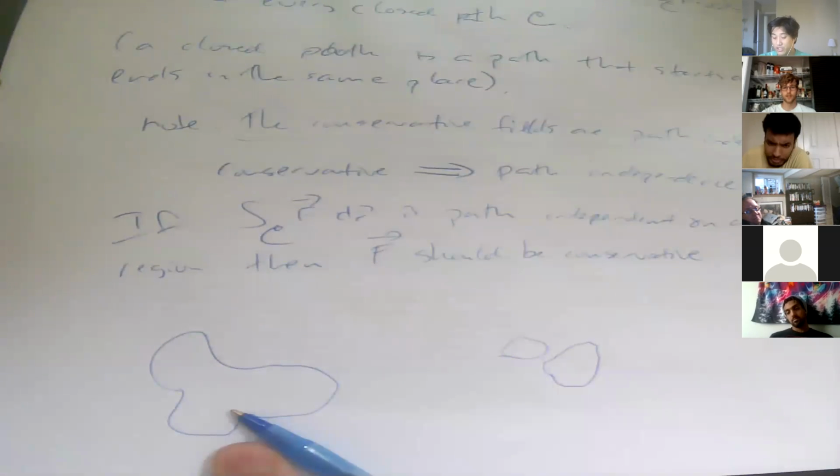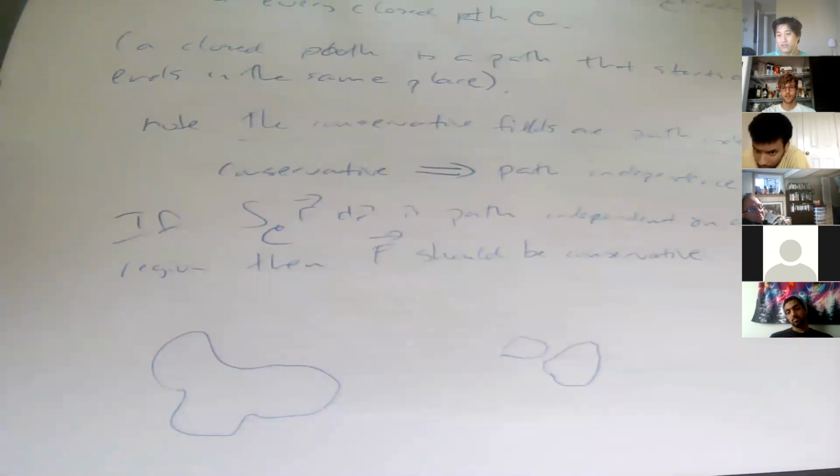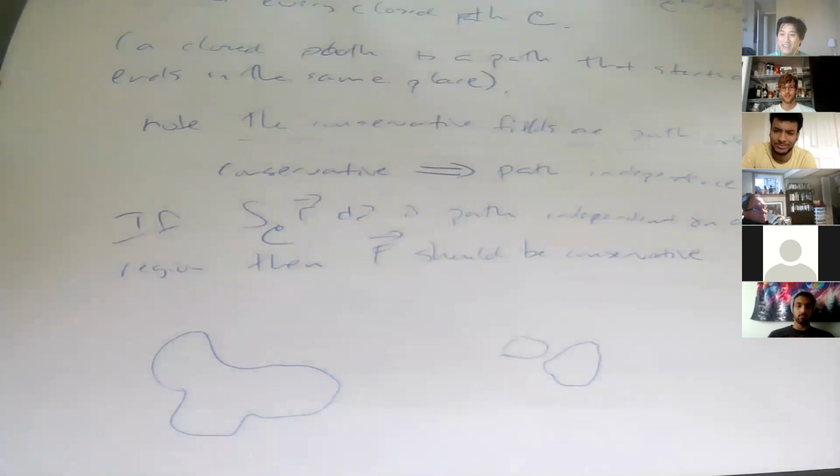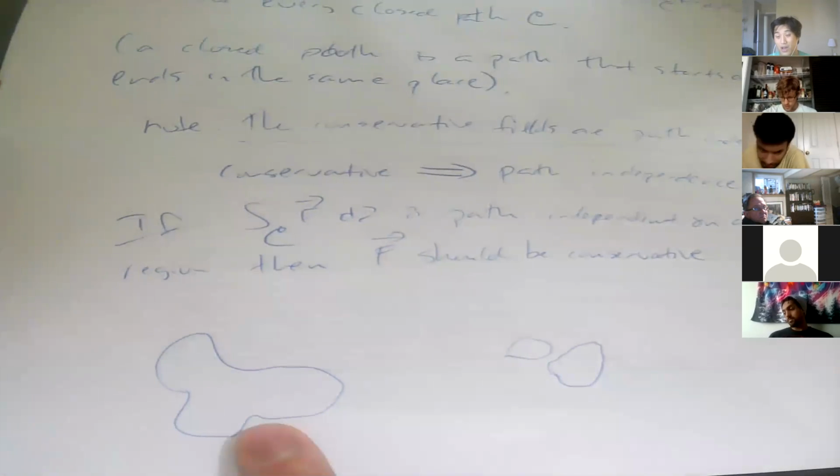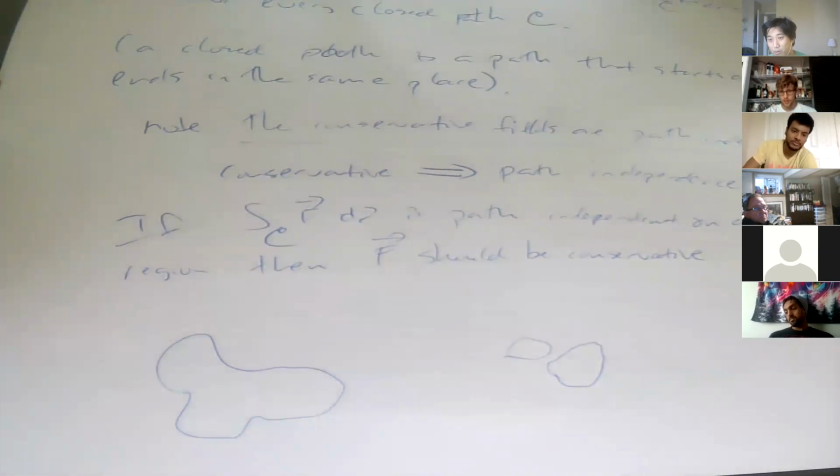If this is the first region and this is the second region, which one is nicer? The first one. Why? It's connected. It's in one piece, right? So we will call these kinds of regions connected, for the obvious reason that they're in one piece. And these are not connected, right?